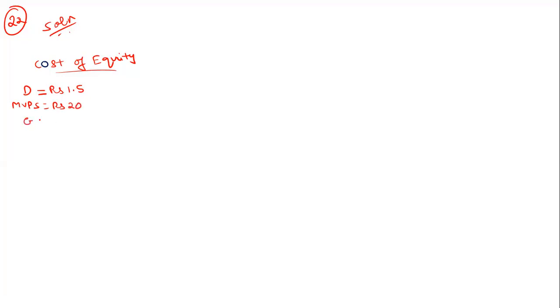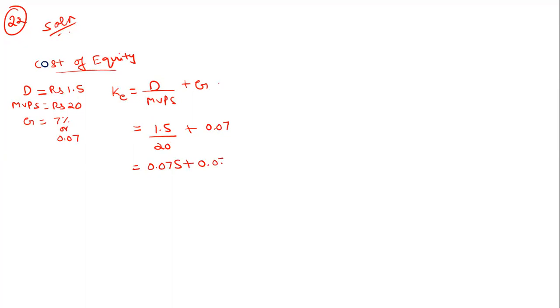MVPS is 20. And what is the growth rate we have? 7%, sir. 7%. Good. 0.07. Fantastic. Have a practice of writing like this. Ke is equal to D divided by MVPS plus G. Now, if we apply dividend of 1.5 divided by 20, plus 7%, that is 0.07. Tell me, what is the value we get? 1.5 by 20 is 0.075. Very good. And then plus 0.07 is how much?